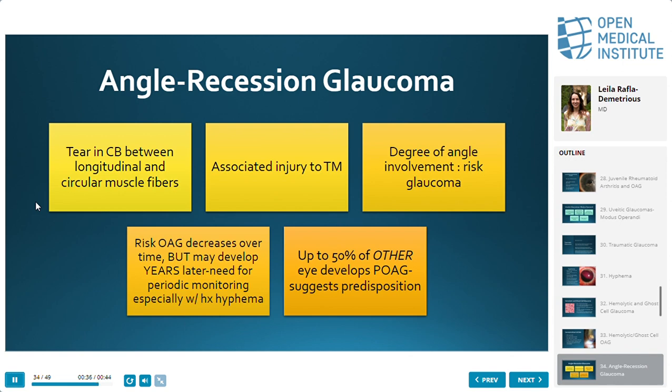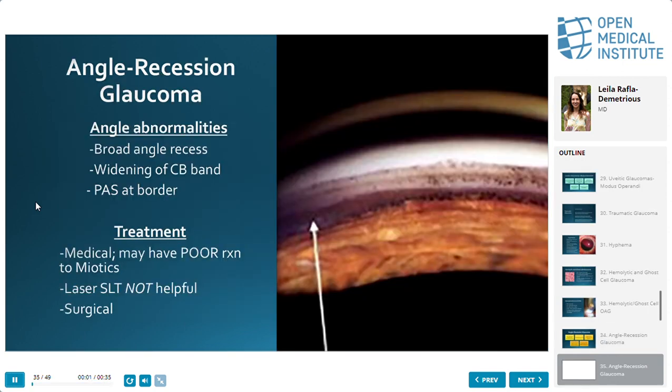And interestingly, up to 50% of the other eye can develop glaucoma, which does suggest that there's probably a predisposition to developing glaucoma. So in angle recession, again, we have a broad angle recess with a widening of the ciliary body band. And you might see some sneaky vessels at the border. So if you're not really sure what you're looking at, you always gonio the other eye, because sometimes it can be hard to tell what's normal and what's not. So if you look at the other eye, you can use that as comparison, of course.